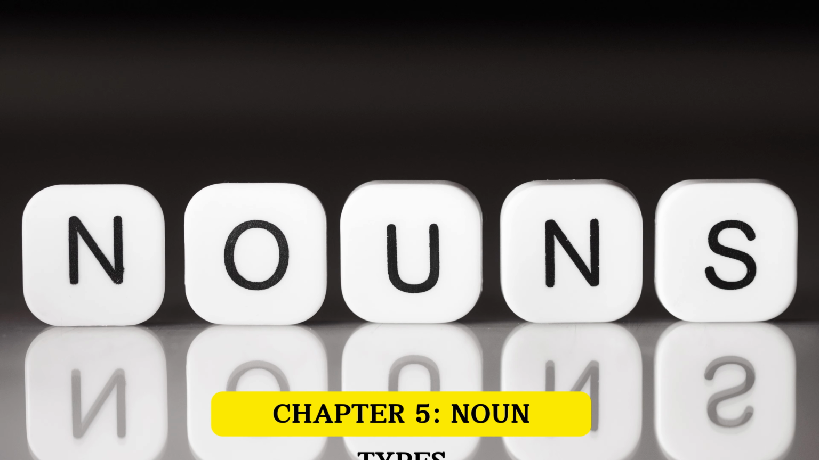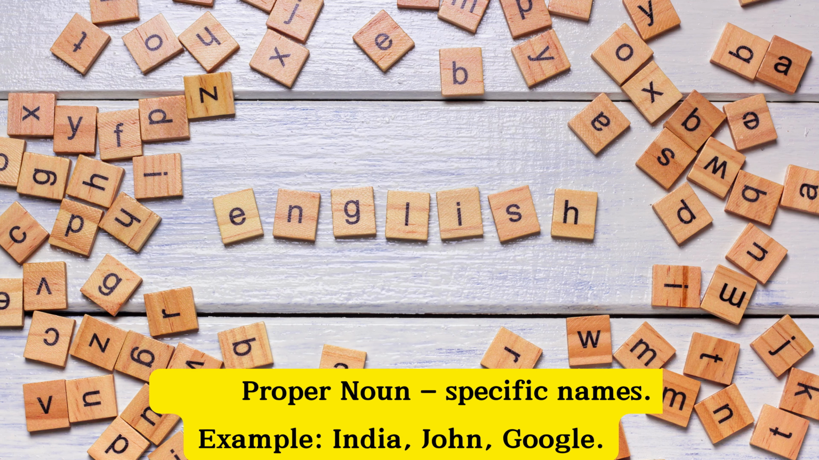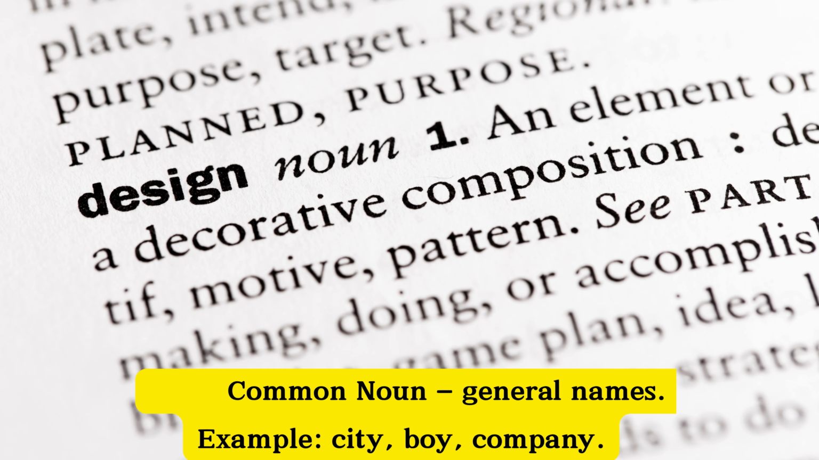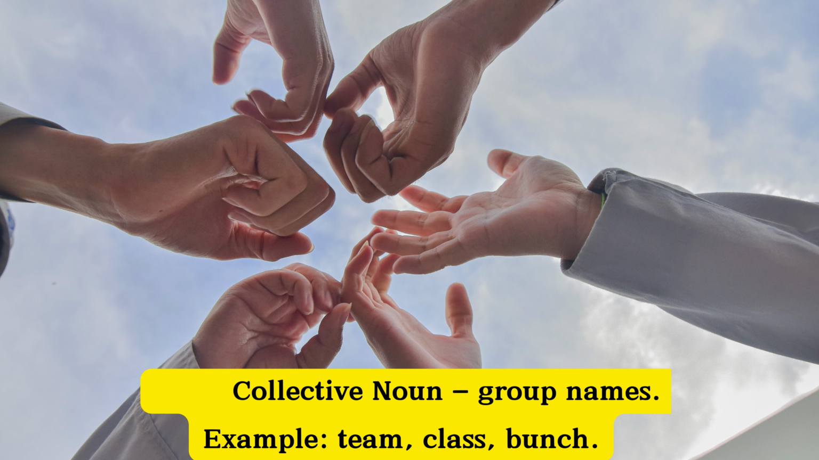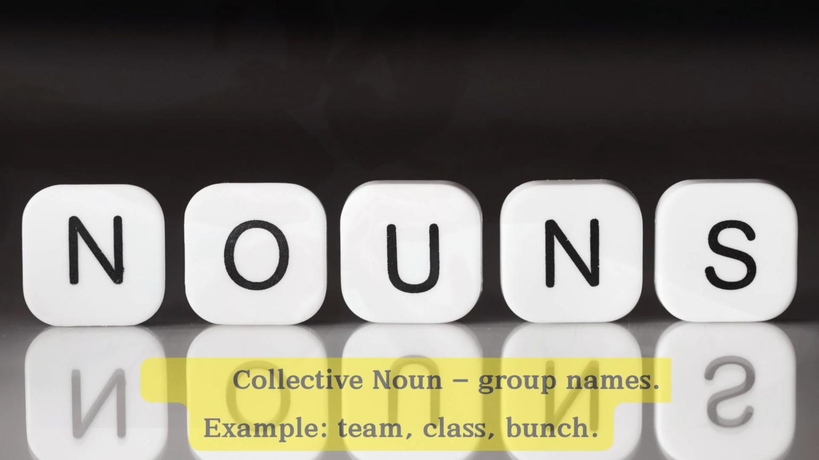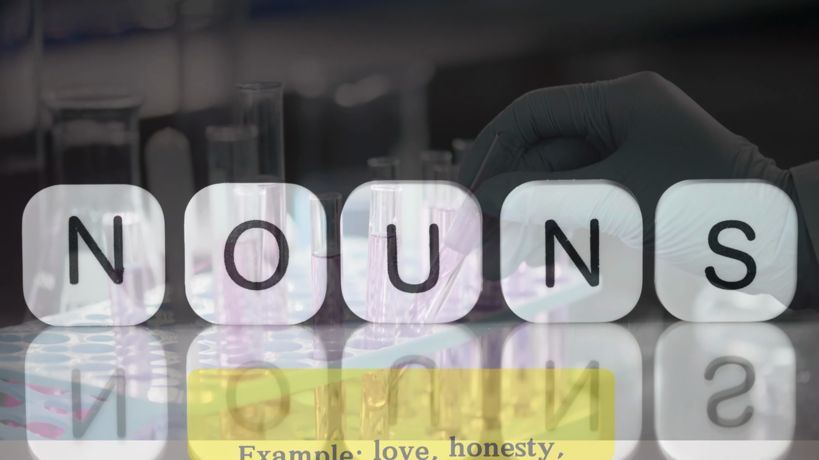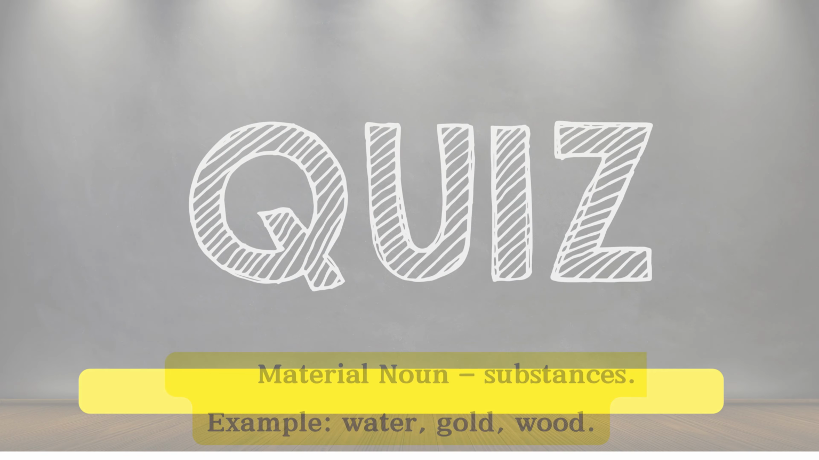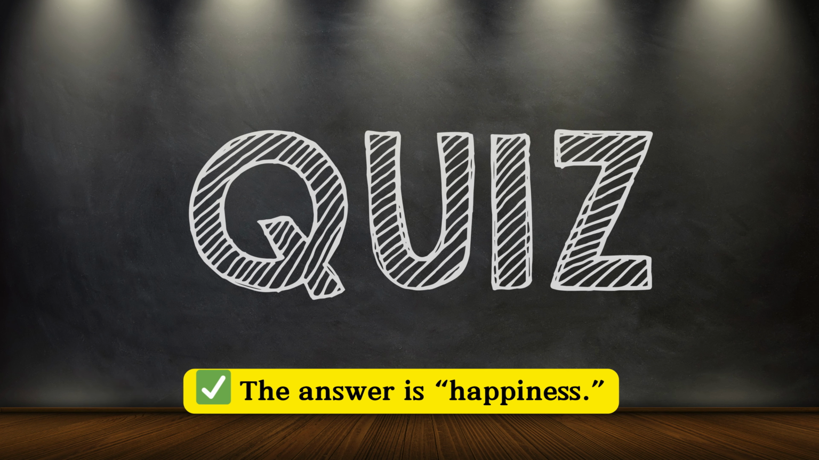Chapter 5. Noun types. Nouns come in different types. Let's learn them quickly. Proper noun, specific names. Example: India, John, Google. Common noun, general names. Example: city, boy, company. Collective noun, group names. Example: team, class, bunch. Abstract noun, ideas. Example: love, honesty, fear. Material noun, substances. Example: water, gold, wood. Which one is abstract, dog or happiness? The answer is happiness.